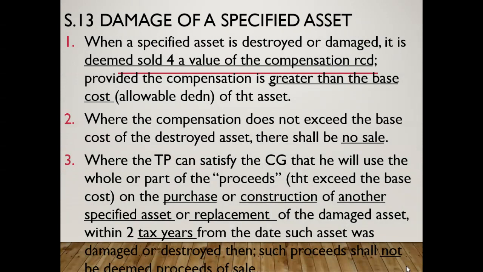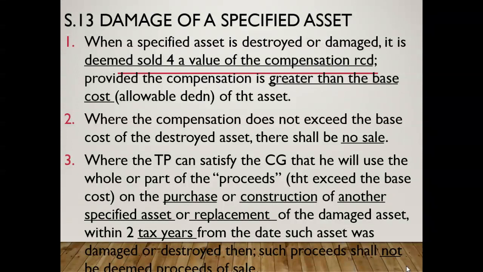So remember what constitutes the base cost. The base cost is a combination of the cost of the asset itself, the inflation allowance, and improvements, inflation allowance on the improvements, and also any selling expenses. Everything that is an allowable deduction forms the base cost. So after receiving the compensation, you are going to compare the compensation to the base cost. And if the compensation is less than the base cost, then we don't have a disposal there. So where the compensation does not exceed the base cost of the destroyed asset, there shall be no sale.